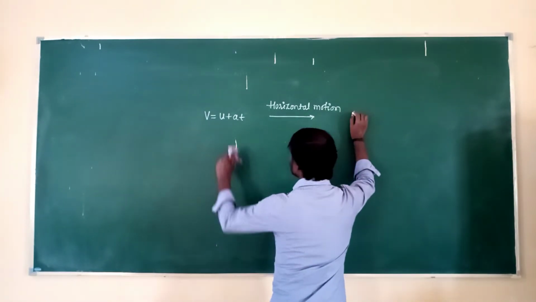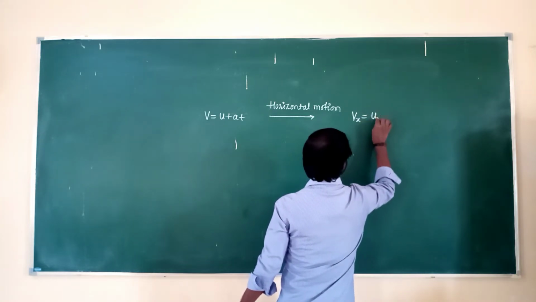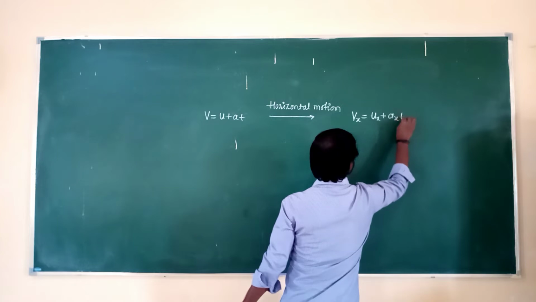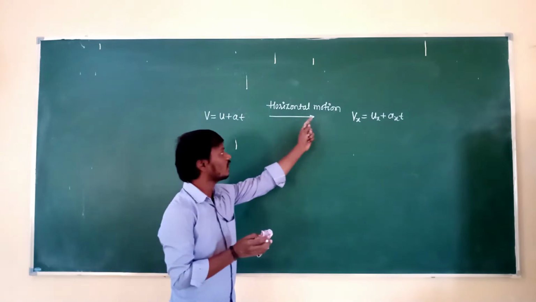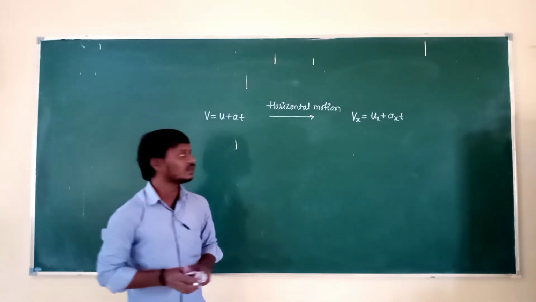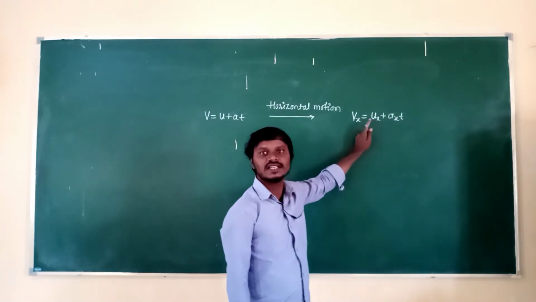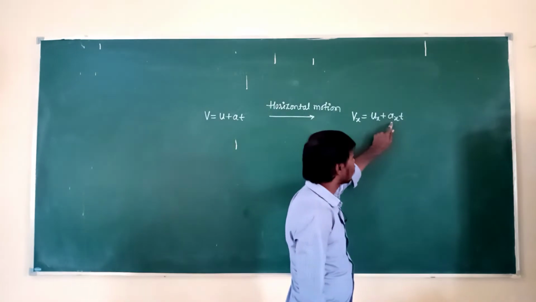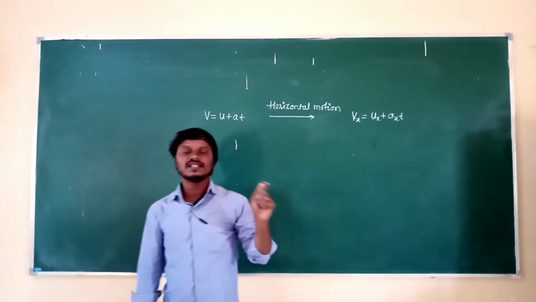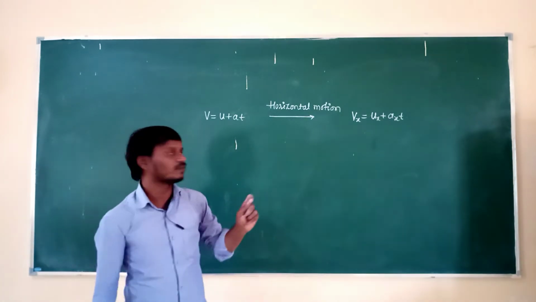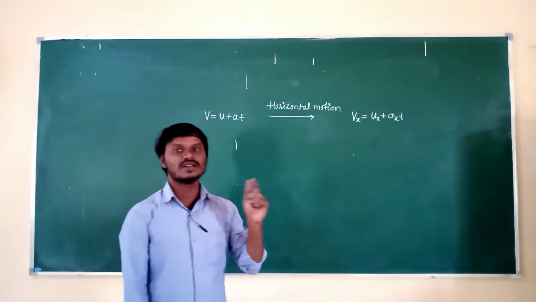So here this equation can be written as Vx is equal to Ux plus Ax into t. What is Vx? Vx is nothing but the final velocity of the object along the x-axis in horizontal motion. What is Ux? Ux is the initial velocity of the object along the x-axis. And what is Ax? It is the acceleration of the object along the x-axis. And what is t here? t is the time taken to change the velocity from initial to final along the x-axis. This is for horizontal motion.